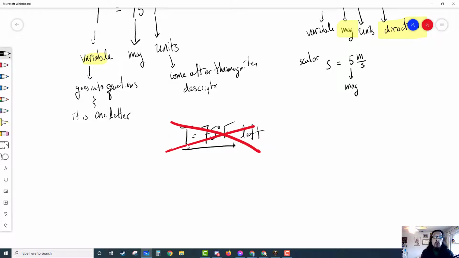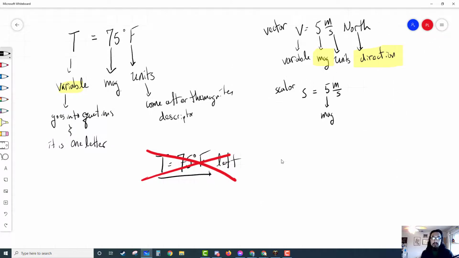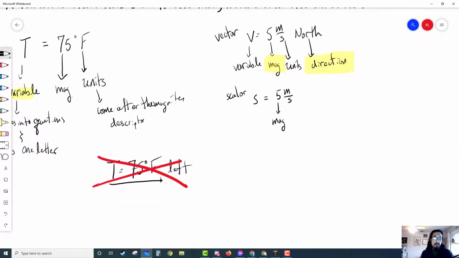All right, now whenever we go over new variables, I will always tell you if it's a vector or if it's a scalar, but another surefire way of knowing if it's a vector is the following notation.